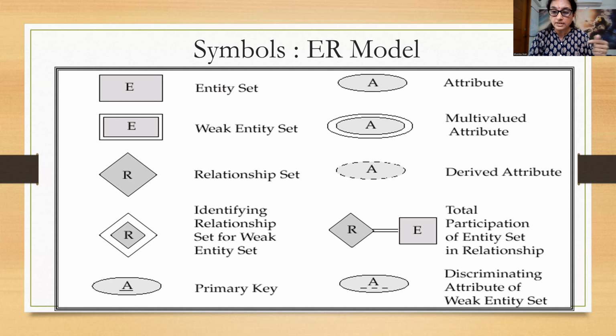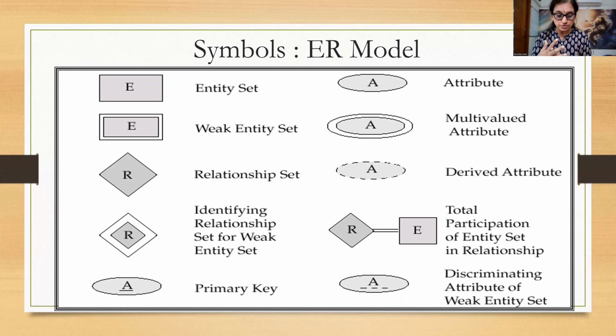What is the meaning of the dotted line? Discriminating attribute of a weak entity set. Once this is done, the students are shown some of the samples. That is, I discuss some of the ER diagrams in the class, and draw certain ER diagrams as part of the exercise. Students are made aware of where we are using which type of symbols.